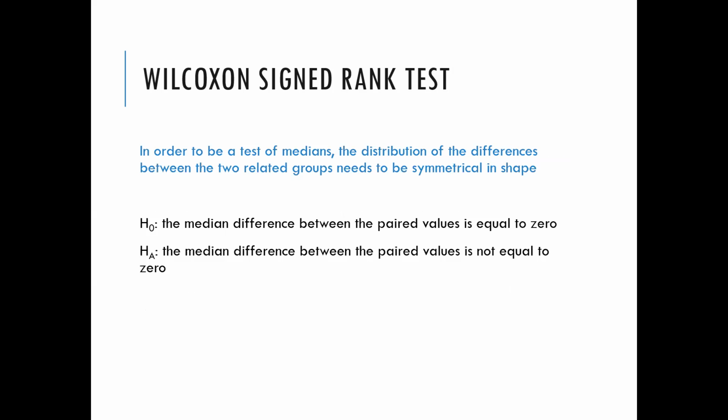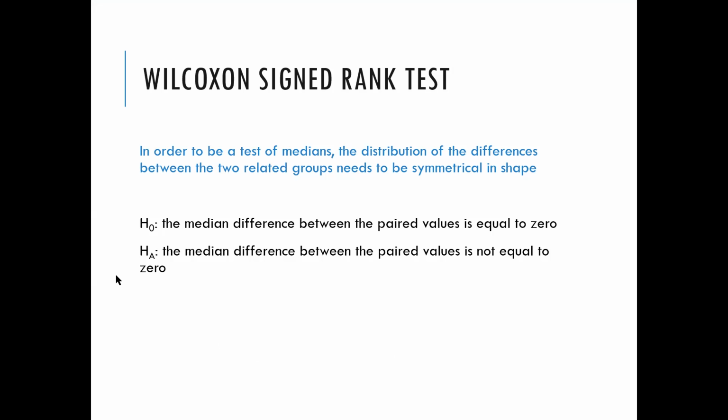Okay, so just like the rank sum test, in order to be a test of medians, the distribution of the differences between the two related groups need to be symmetrical in shape. So the null hypothesis here is the median difference between the paired values is equal to 0. So this is different, right, than the rank sum test, and it'll be different from the next test that we'll talk about. And then the alternative is that the median difference between the paired values is not equal to 0.